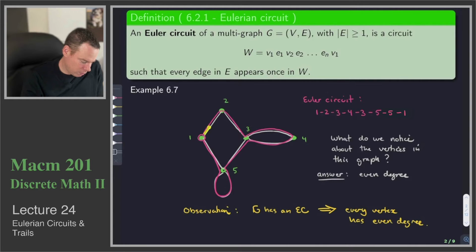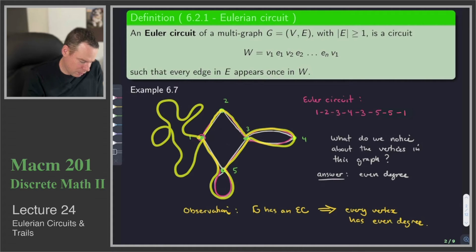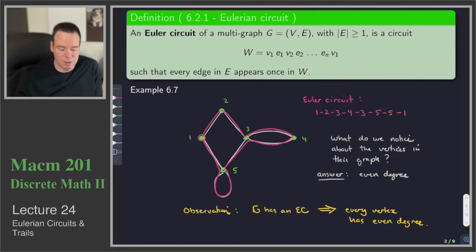I could add some more edges to the graph. So for example, we could go around like this and come back to 1, and then maybe I meander around a little bit more on the graph, and then I eventually come back. But again, I have left 1, I've come back to 1, I've left it again, and I've come back to it. So it's always going to have an even count to the degree of a vertex. So that observation seems to be true in general, not just for this graph, but for any graph with an Euler circuit. Maybe this observation can be proved in reverse.